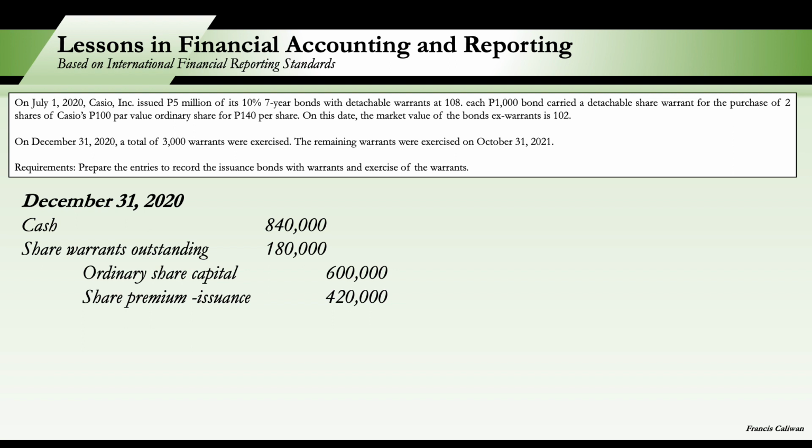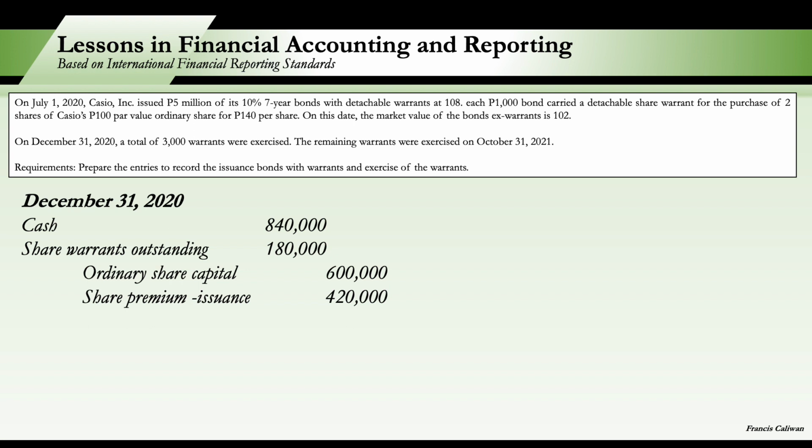Next, credit to ordinary share capital. So that is 6,000 times par value of 100. That's 600,000, and the balance is credited to share premium account, which is 420,000. So our total consideration of cash 840 and share warrants outstanding of 180 less the par value of the share, which is only 600,000, we will have 420,000 share premium. Actually, we will have a shortcut for that amount.